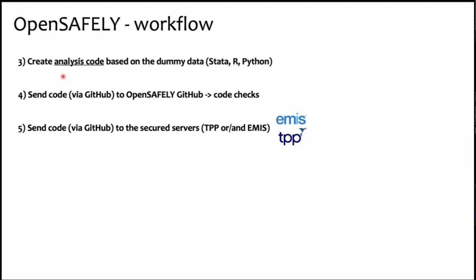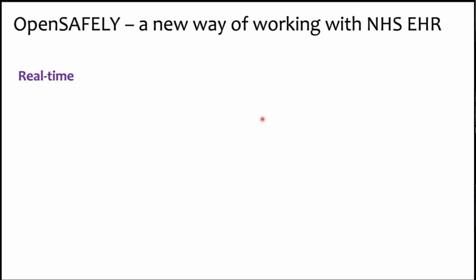Then you run, as mentioned already, everything through GitHub, link it to the OpenSAFELY GitHub space or repository. It does a few automatic checks if it will run in the real data. And once everyone is happy, you can send it off to the secured servers. You decide TPP or EMIS, and then you get your results back. So this is a very brief overview, but happy to go more into detail.